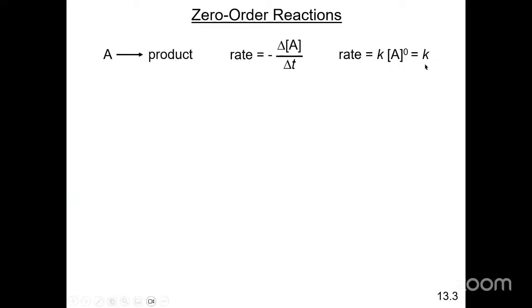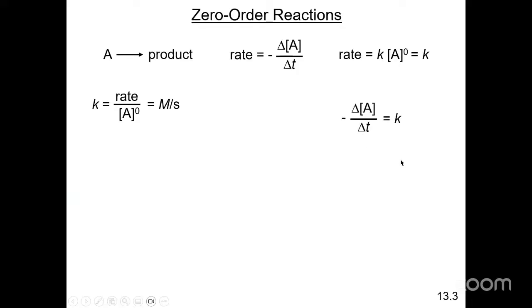So what that tells you is that the rate is just constant. It doesn't change if you change the concentration of the reactant. So we can write down an expression like this for K. K is equal to rate divided by the concentration of A raised to the 0, and in terms of the units, K would be M over S.